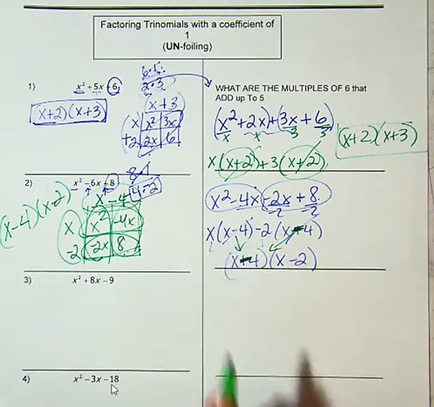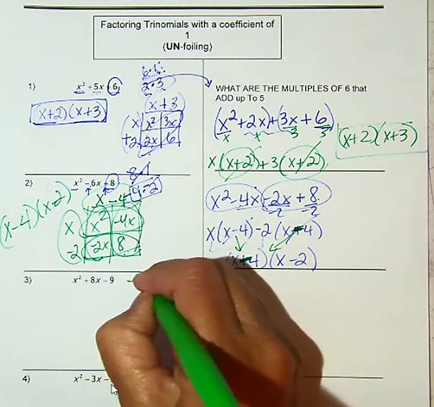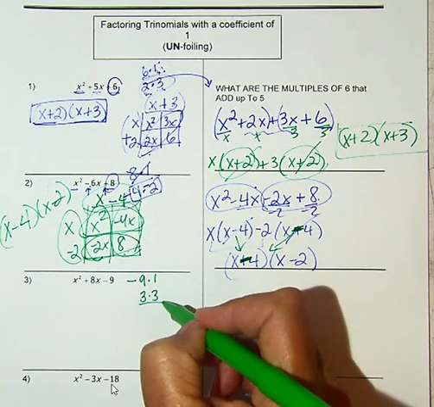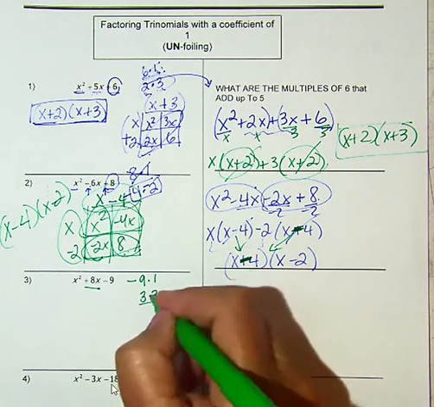Okay. Next one's 9 times 1 and 3 times 3. 3 times 3 will give me 0 or 6, not 8. Cross them out.